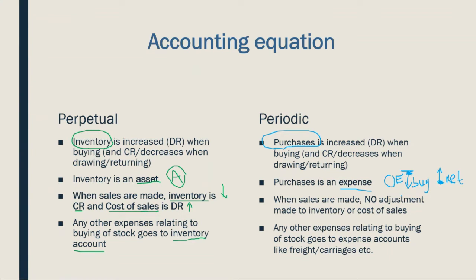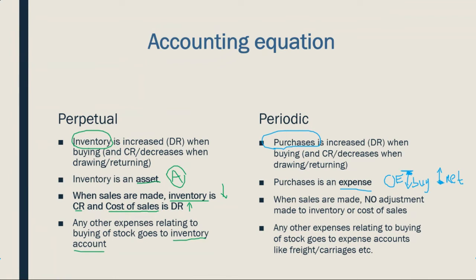Now, what is very important is when we make a sale in terms of the periodic inventory system, we have no adjustment to our cost of sales. Now, the reason for that is we only adjust the cost of sales at year end when we do the physical stock take and we do that calculation that we've discussed in Learning Unit 6. And then also very important to remember is that any expenses that relate to buying of stock would go to their individual expense account.